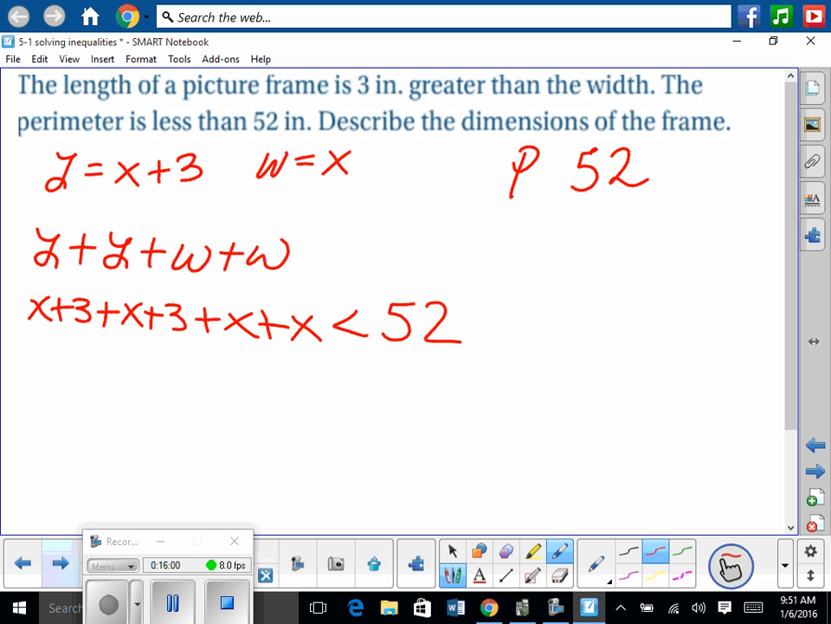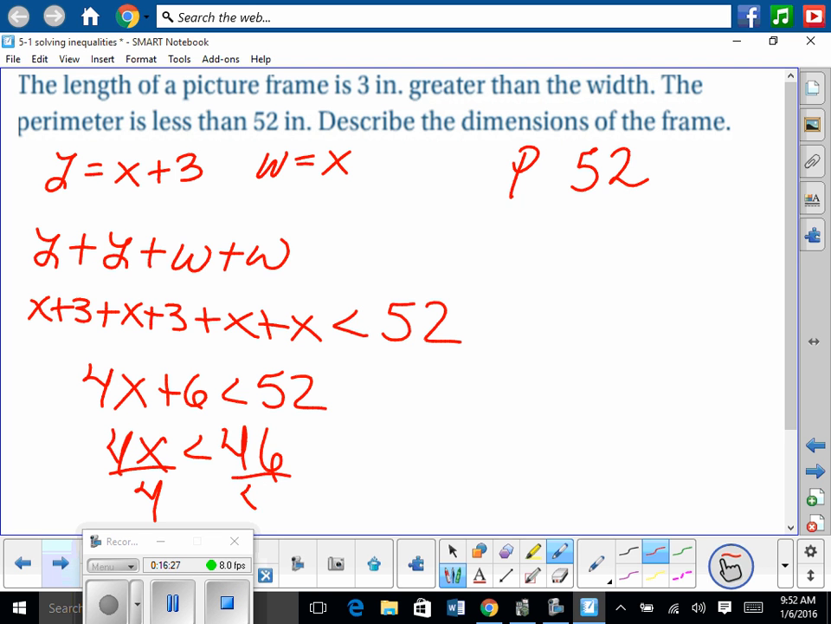Do I need to keep going? x plus x plus x plus x is 4x, right? Plus 6 is less than 52, right? Is everybody following me? Can I let you work? So 4x is less than 46. Divide both sides by 4. So 46 divided by 4 is 11.5.